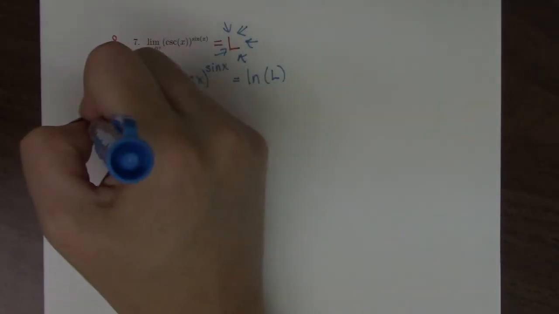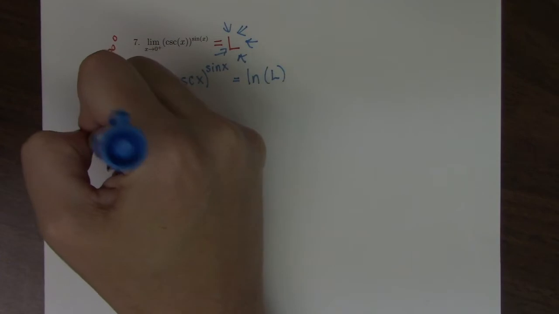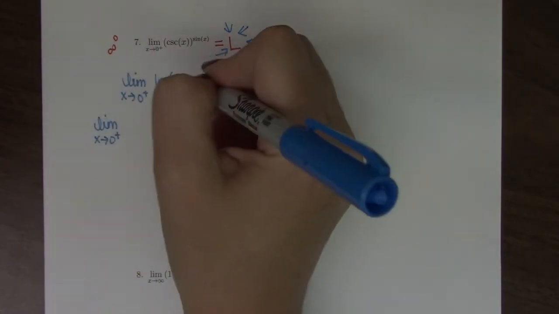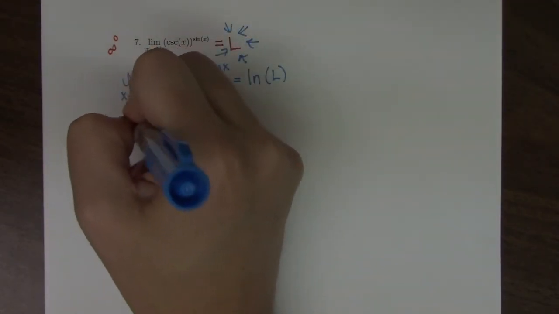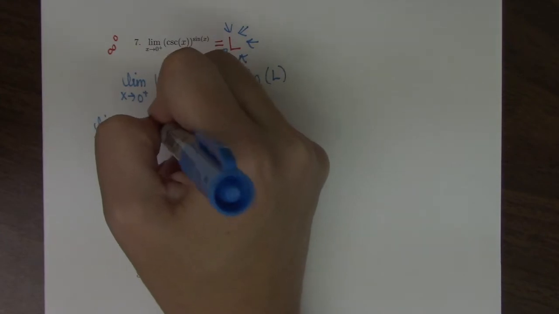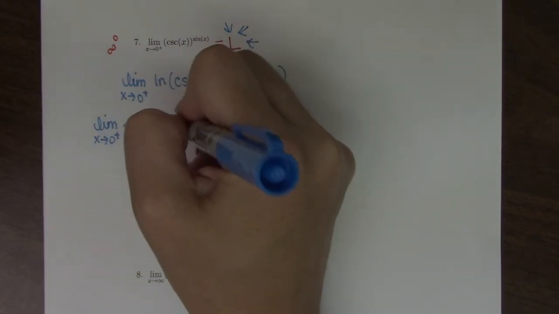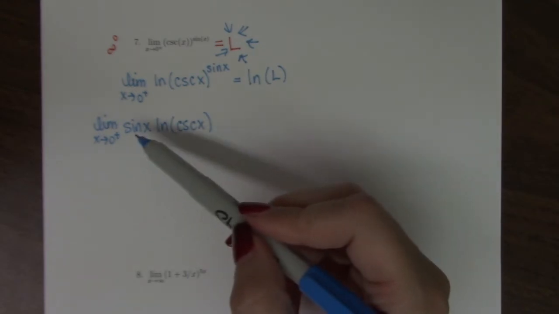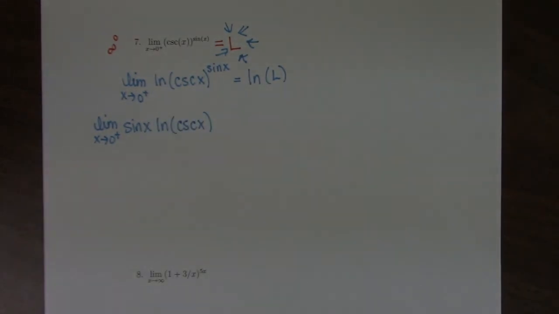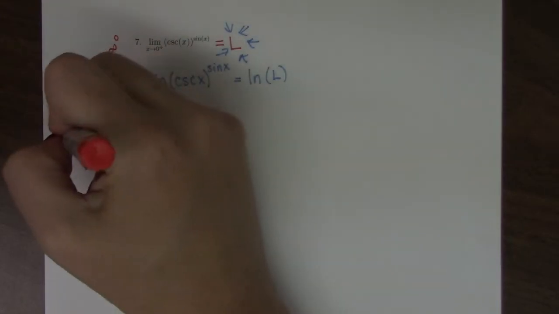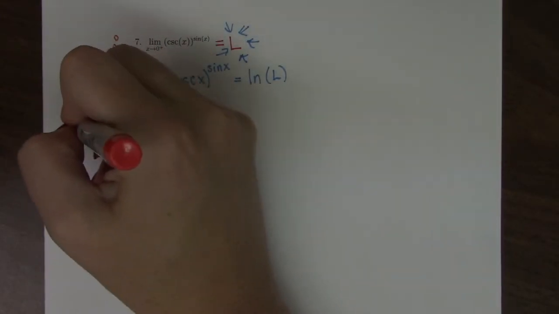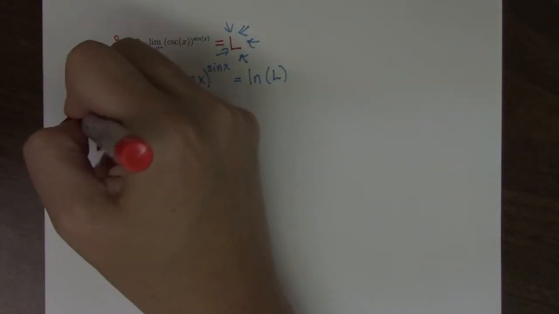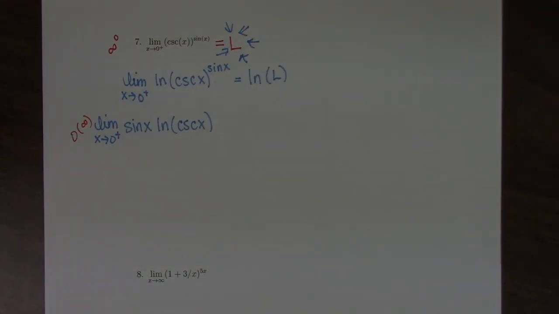Now I'm going to use my properties of logs, and I'm going to pull the sine x down front. If I try to evaluate now, I'm at a 0 times infinity situation. So I'm still in an indeterminate form, but I'm still not quite where I need to be for L'Hopital.